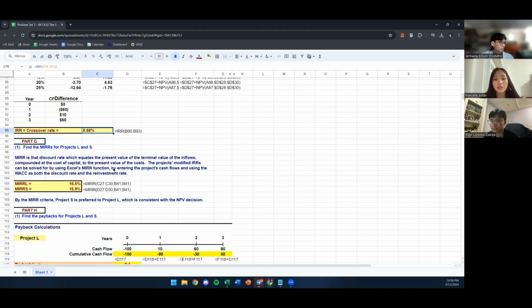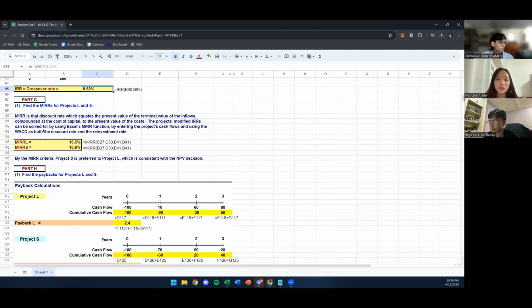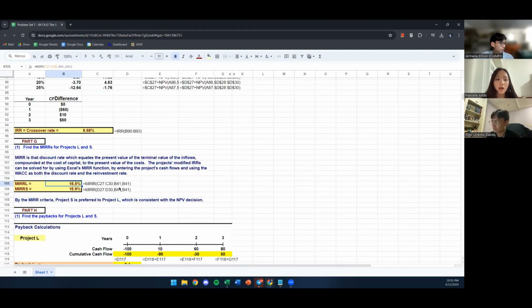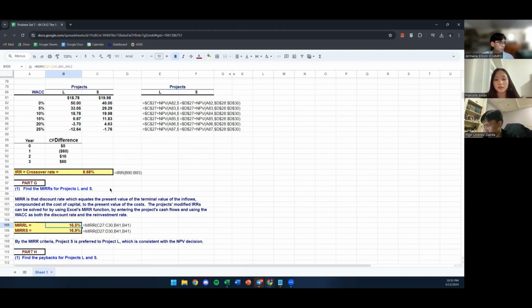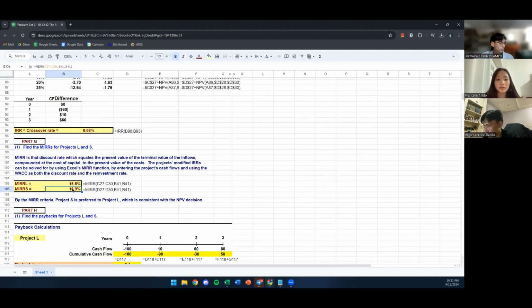well. For part G, to compute for the modified internal rate of return, or MIRR, of each project, we simply use the Excel function of MIRR, the sum of cash flows per project, and the given WACC of 10%. So we do this for both projects. We take the sum of cash flows for project L, and we use the WACC of 10%. And similarly for project S, we take the sum of cash flows for project S and we use the WACC of 10%.